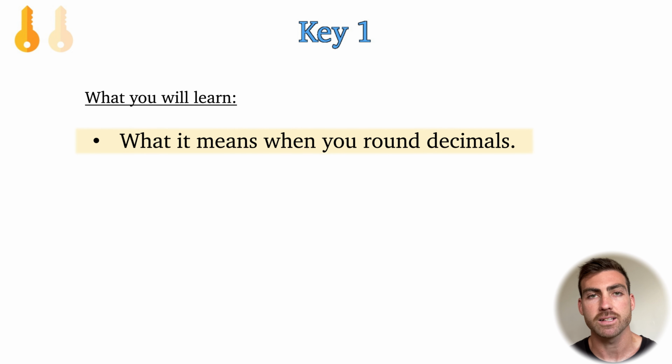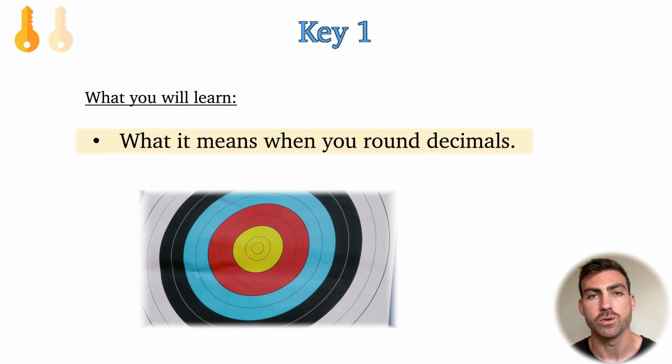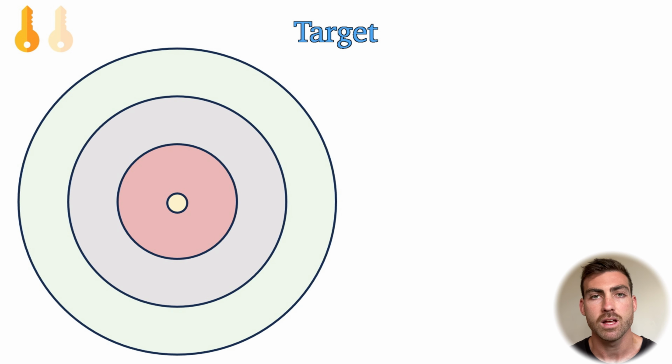Here you'll learn exactly what it means when you round decimals. This is best understood when you look at a dartboard or an archery target. Look at this target. The outside circle is 0 points. This represents 1 point. This is 2 points. Finally, the bullseye is 3 points.